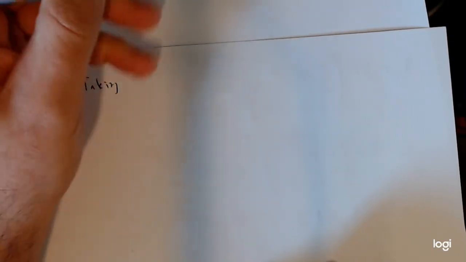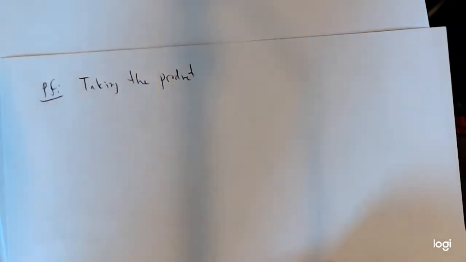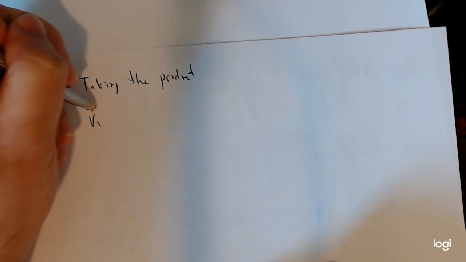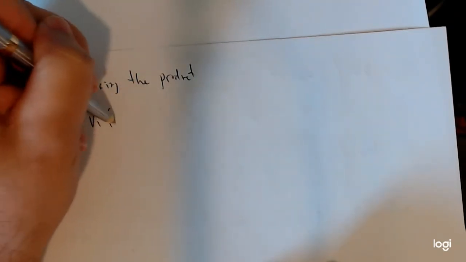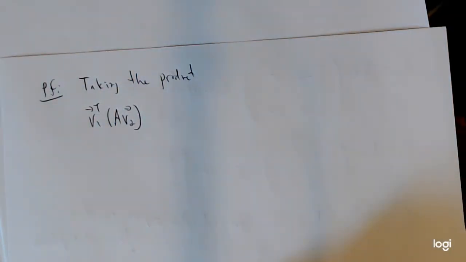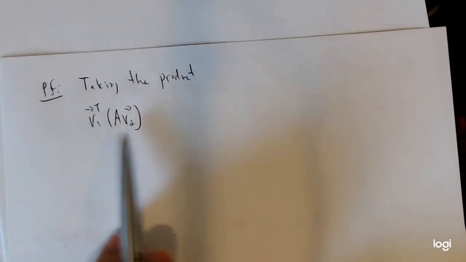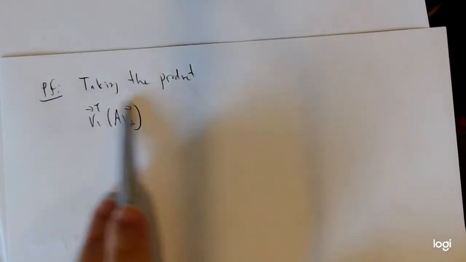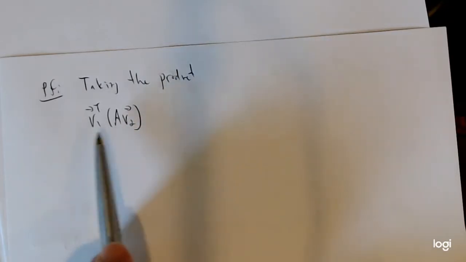This proof is actually interesting the way it works also, so hopefully you can follow along. Here's what we want to do. We're going to take the product V sub 1 transpose A V sub 2. Okay? So what am I doing here? What I want to try to show is that somehow I can turn this into the dot product. Now, why am I doing this?